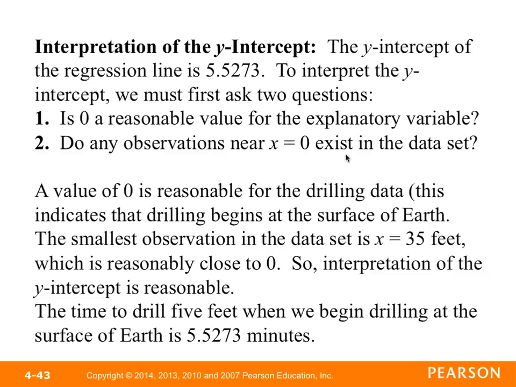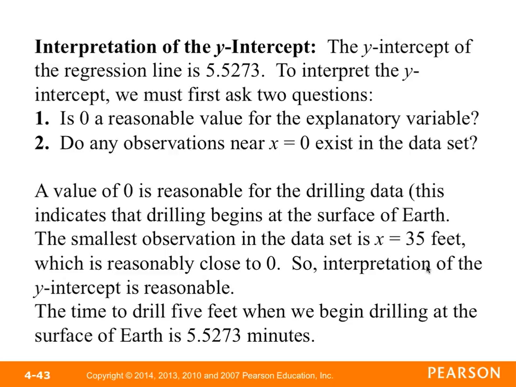And then if we want to interpret the y-intercept, we need to make sure that a value of 0 is reasonable. And then we want to make sure that values near 0 exist in the actual data. Otherwise, we might be going too far out of the realm of where we should be predicting. So a value of 0 is reasonable in the drilling data because that's just going to indicate that we're starting drilling at the surface of the Earth. Now the smallest observation is x equals 35 feet. So it's pretty close to 0. It's reasonably close. So the interpretation seems pretty reasonable.